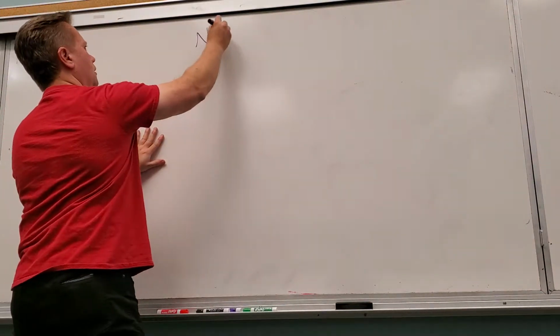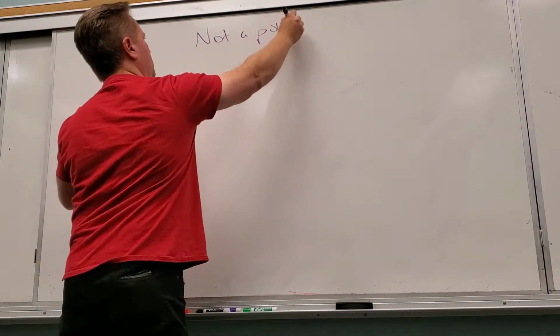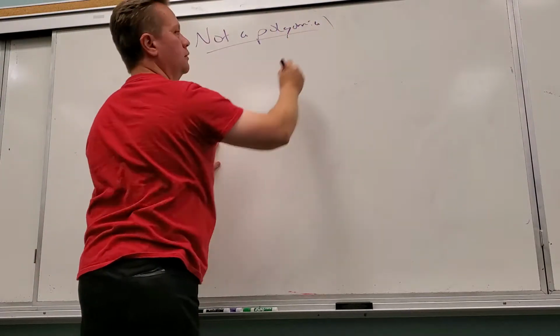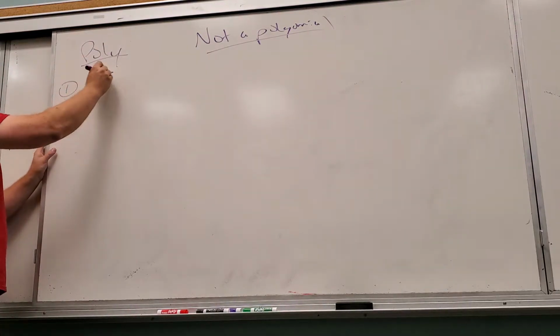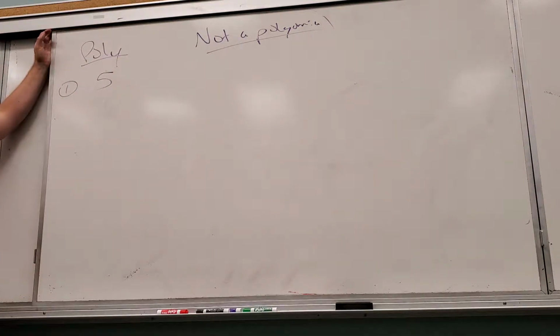Straight line. No, a straight line totally is. So watch this. What's a polynomial? You ready? What's a polynomial? Here's an example, 5. 5 is a polynomial.